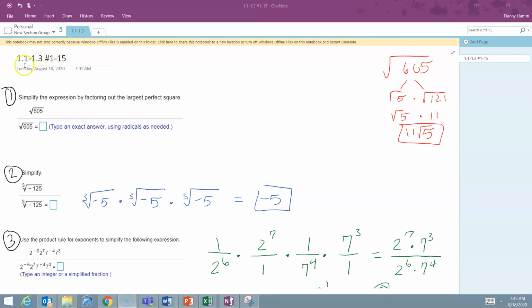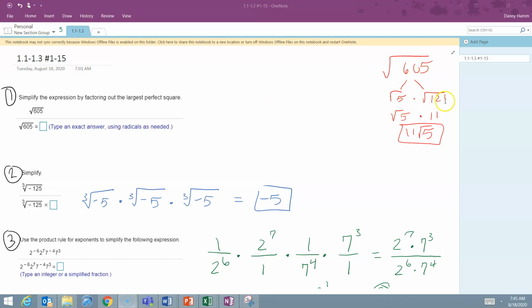Hello! Looking at section 1.1 to 1.3, we have 15 problems here with lots of different concepts. This first one here, we're just simplifying the expression by factoring out the largest perfect square. So we're looking at numbers like 4, 9, 16, 25, and so on.